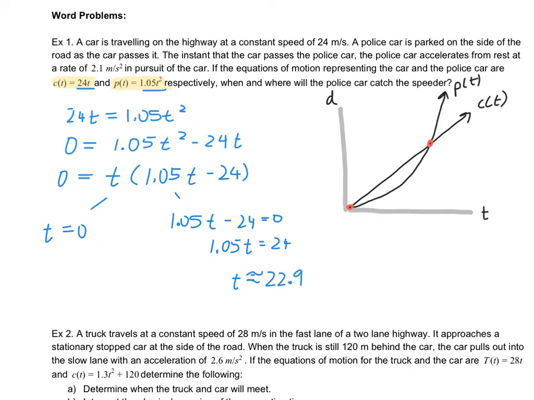So that means in 22.9 seconds, the police car will catch the speeder, but we also need to know where it is caught. So you can plug it into C at T or P at T. I'm just going to plug it into C at T because the line is always easier. So 24 times 22.9, and we get approximately 548.6. So the time was in seconds and the distance was in meters.